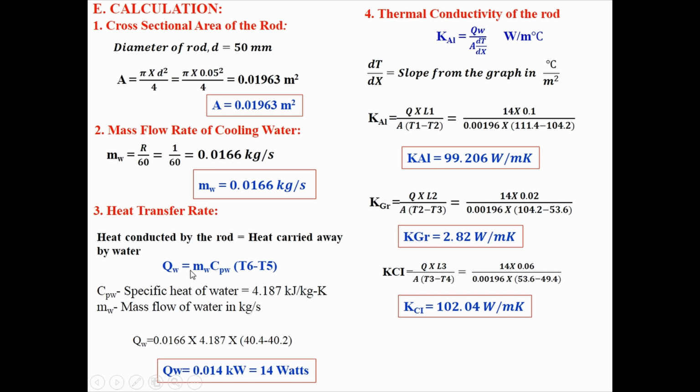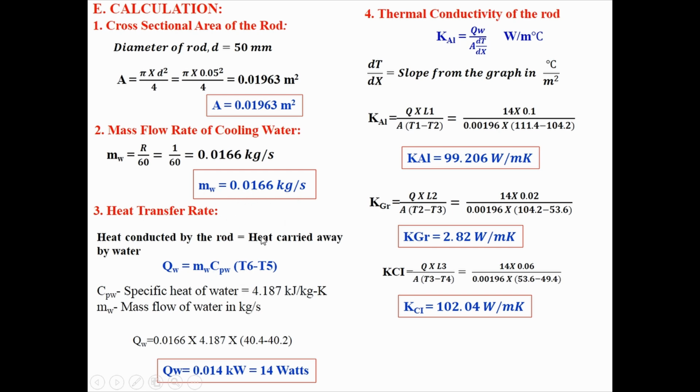Qw is equal to mw into Cpw into (T6 minus T5), where T6 represents the water outlet temperature, T5 represents the water inlet temperature, and Cpw represents the specific heat of water, that is a constant. Already we know that it is 4.187 kJ/kg K, whereas mw is the mass flow rate of water, that you already calculated.